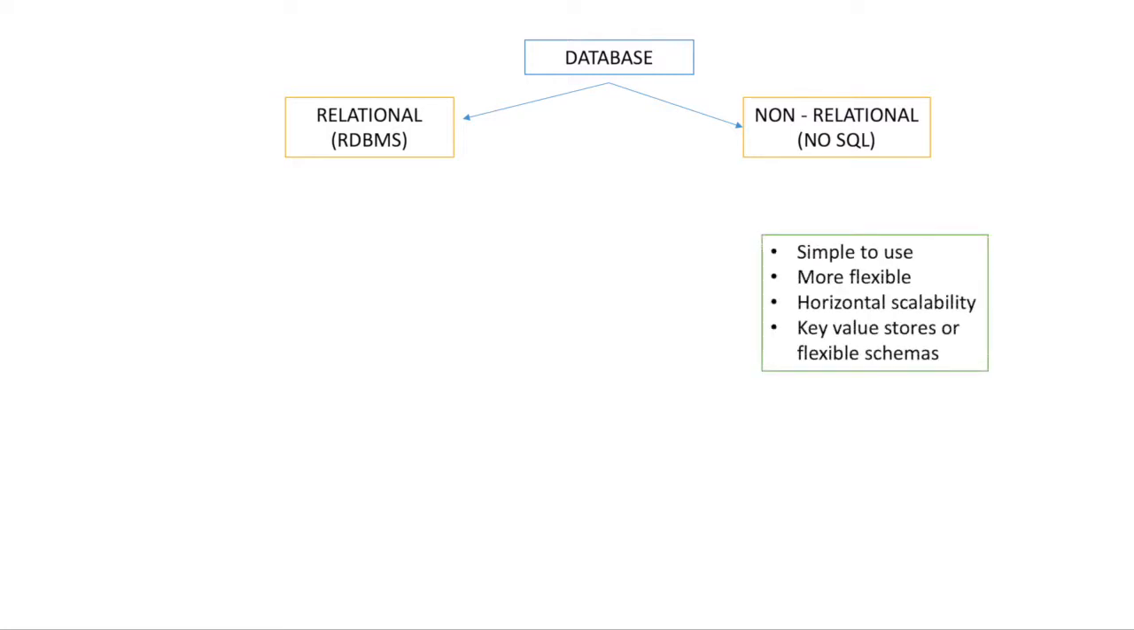Why are they getting so much publicity or noise these days? Because they are quite simple to use, more flexible, they provide horizontal scaling, and they do not have a very defined schema from the very start. They have a flexible schema, and you can use a key value store. So these are really good from the point of view of the kind of data which is getting developed these days. In traditional relational database systems, we usually have some kind of restriction. That is why non-relational databases are picking up very fast.